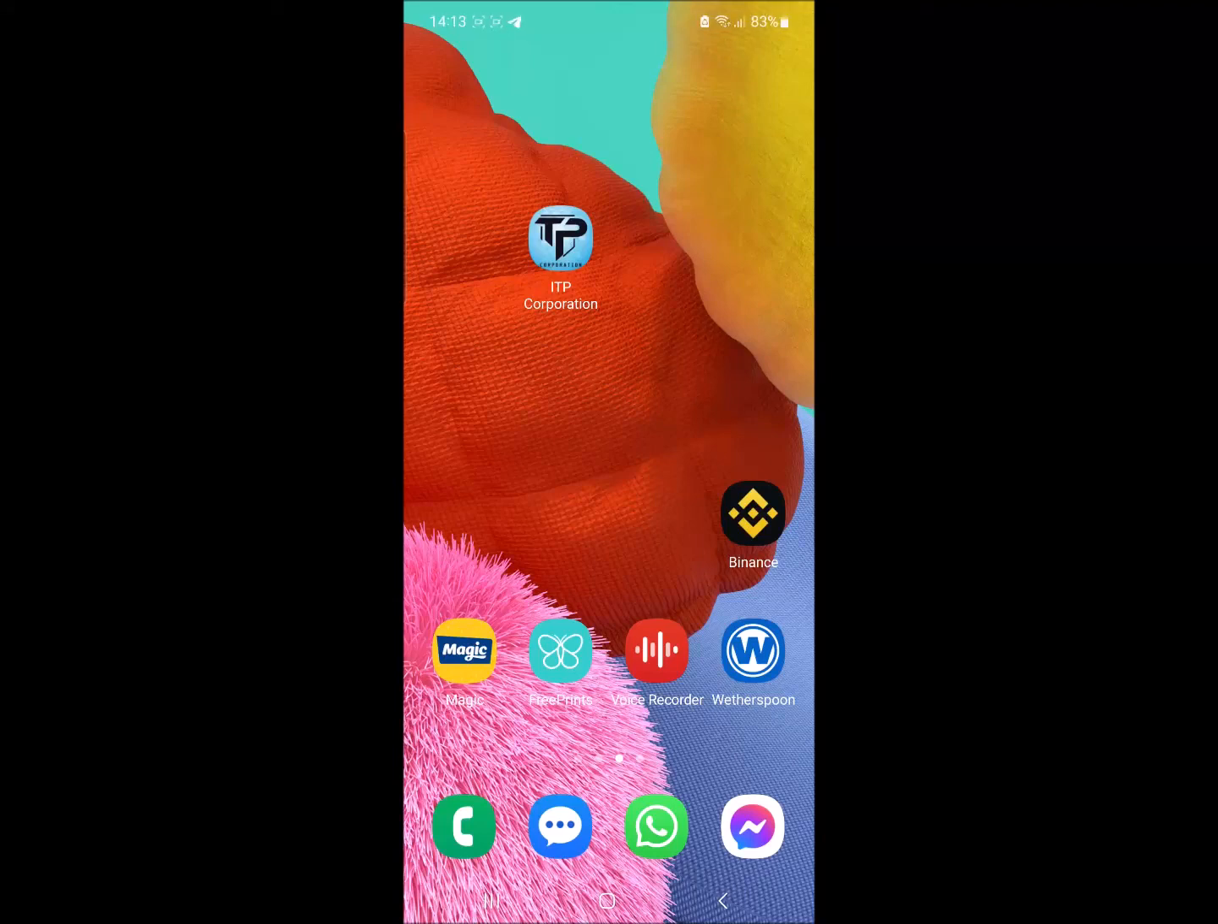Hello. In this video, I wanted to talk to you about the ITP Corporation quantitative trading app, using artificial intelligence to do the trading for you. On the screen, you'll see the app near the top, the blue one with the clear TP on the red background. So basically, you tap on that app to open it up.